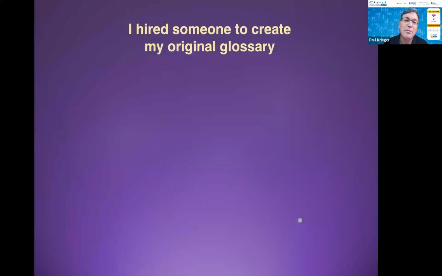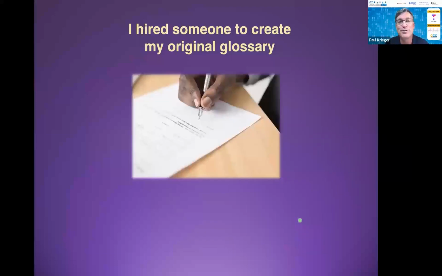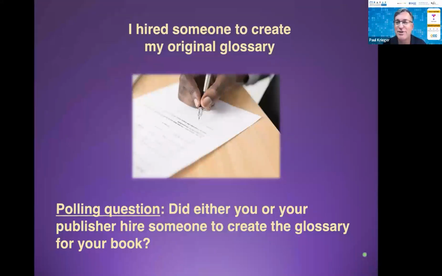So what I actually did was a work for hire for my first original glossary, and I'll tell you why I did that and my experience with that from the beginning. But this is my first and only polling question today that I'll ask Kevin to help me with. The polling question is, did either you or your publisher hire someone to create the glossary for your book? If you're a multiple book author, let's say for your first book. Let's see how many yeses and nos we get for this one. We'll give that a little time to go. Still have about 15 seconds.